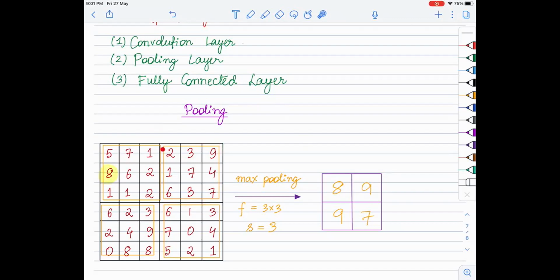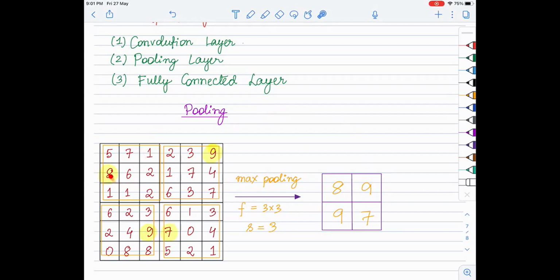Similarly, you take out the maximum from this part. The maximum here, I guess, is 9, so you take out 9 and write it here. Similarly, you take out the maximum from the third part, which is again 9 and 7, and then the fourth part. So this is like taking out the most important feature.